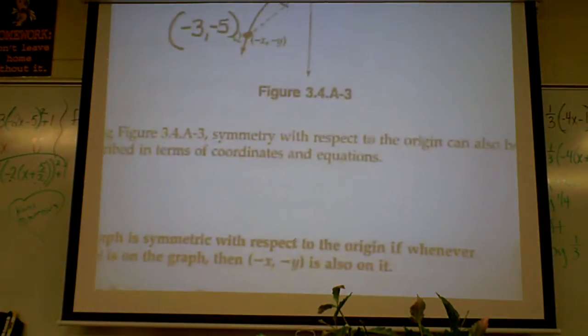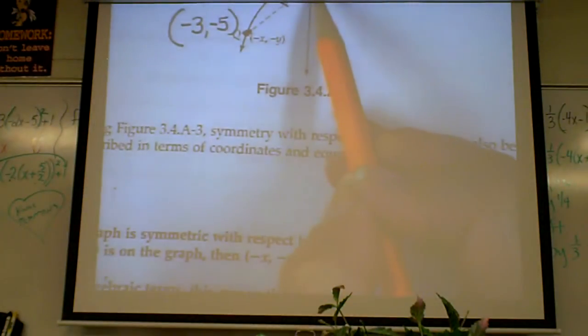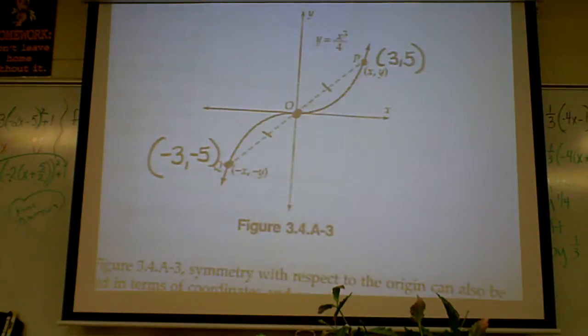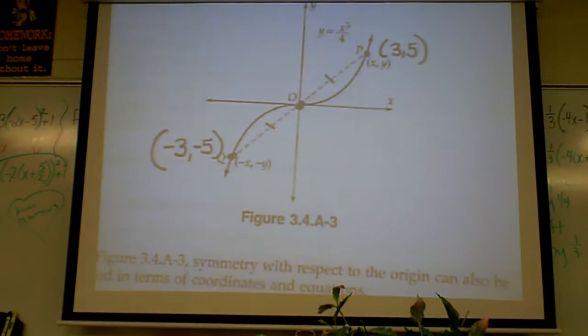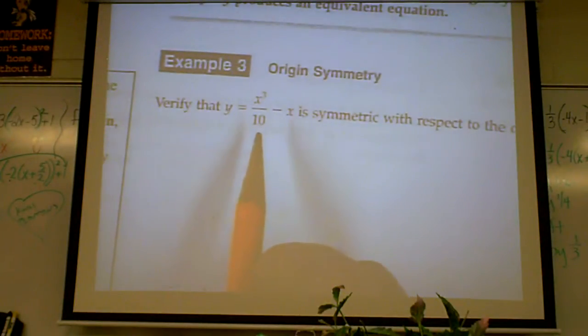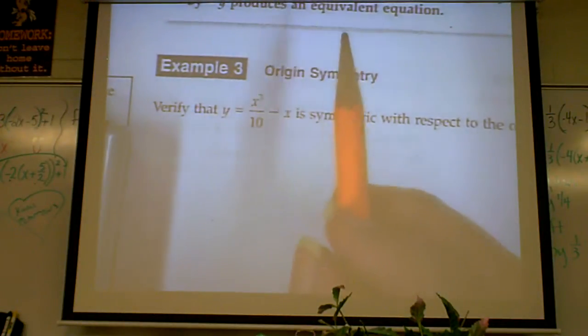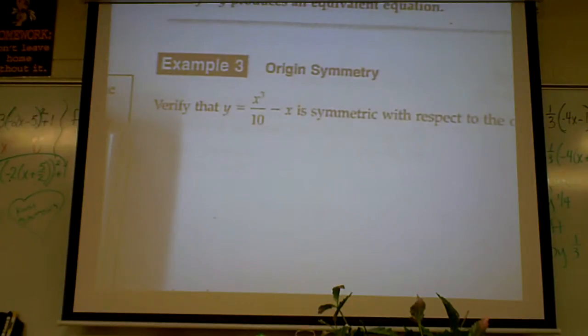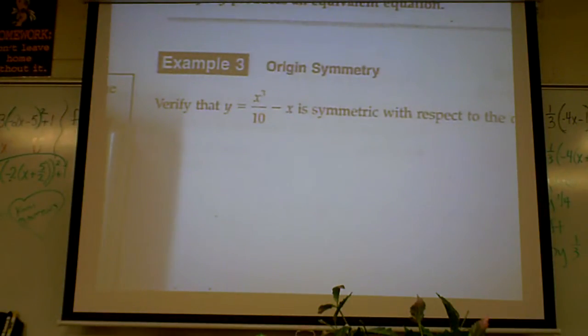The origin symmetry test is you're going to take your x value and your y value and change both of their signs. So let's do it on this example right here. Now you could graph this on a calculator. So what would you get? I would put in parentheses x cubed divided by 10 and then minus x. I'm going to graph it.